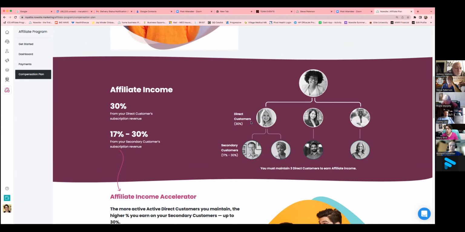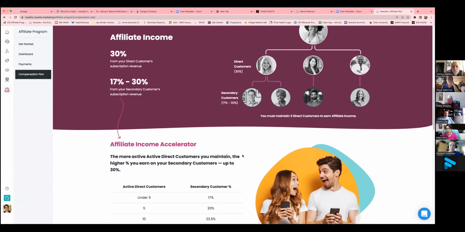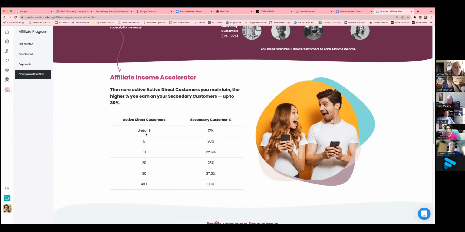Depending on the number of people that you have on your front line determines how much commission you get on your second line. If you have 5 active frontline people on your first level, you have 20% commission. If you have 4, you're getting 17%. However, if you have 40 frontline people, you're getting a matching 30%. So your level 1 is 30% and your level 2 is 30%.